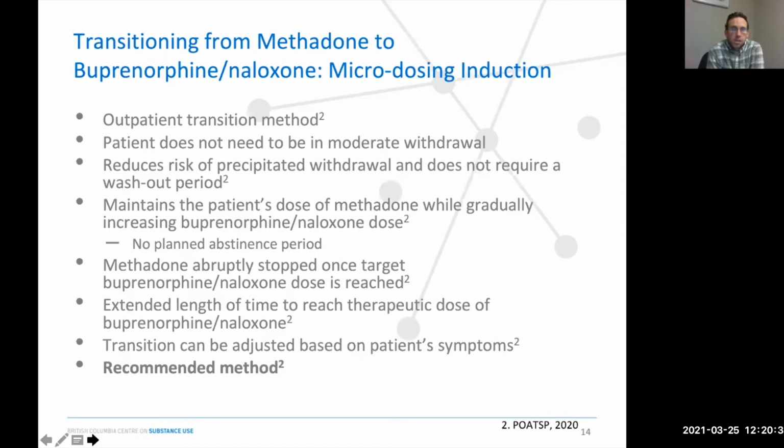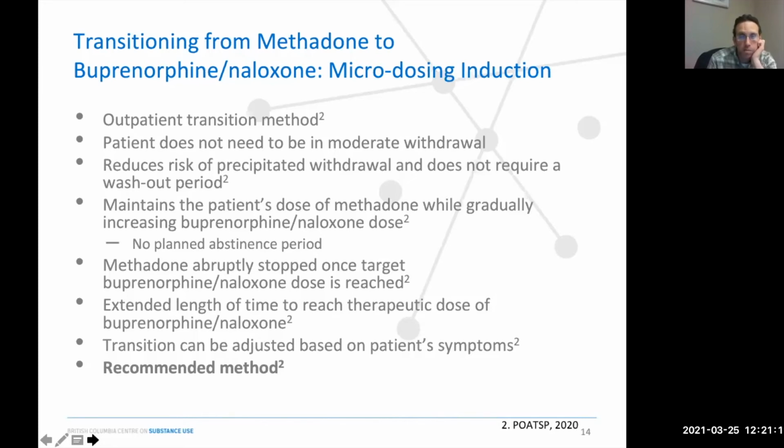So this is generally done as an outpatient, but it can be done as an inpatient as well, for sure. And it actually can be done much more quickly, doing what's called rapid microdosing as an inpatient. But let's just talk about it as an outpatient. So the key to this is that a patient does not need to be in moderate withdrawal. They do not need to stop their methadone or stop their other opioids and go into withdrawal. So what this does is it greatly reduces the risk of withdrawal that they're going to have leading up to the start of Suboxone. And it's also going to reduce the risk of precipitated withdrawal because we don't require someone to stop all of their opioids to get their other full agonists out of their system.